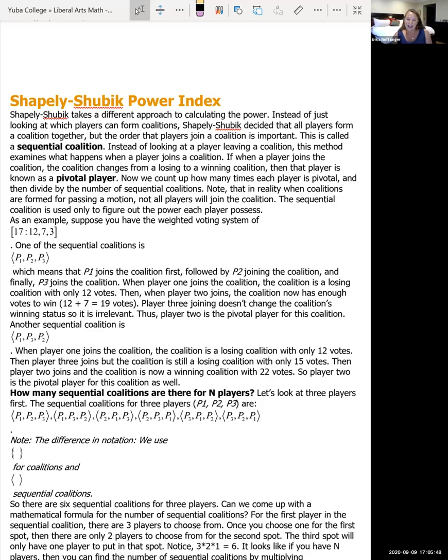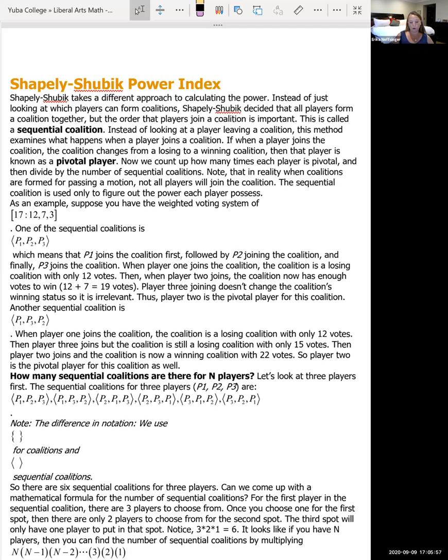So we've been looking at voting methods and weighted voting, where participants or players in the voting coalition have more weight than others. We just talked about the Banzhaf power, and now we're looking at a different method, which is called the Shapley-Shubik Power Index.